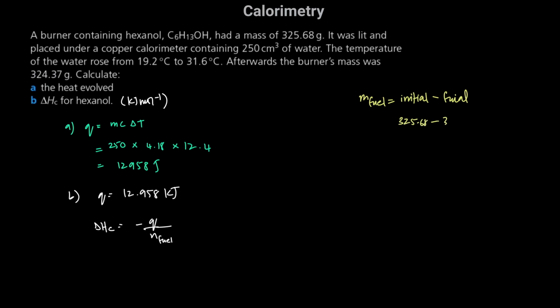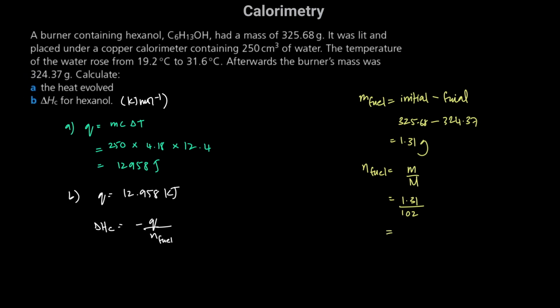The final mass is 324.37. So that means 1.31 grams of fuel were combusted, which means that the number of moles of fuel is equal to the mass divided by the molar mass. So that is 1.31 divided by 102. That's the molar mass for hexanol, right? You have C6H14O. That's the molecular formula, right? 72 plus 14, 86 plus 16 is 102.